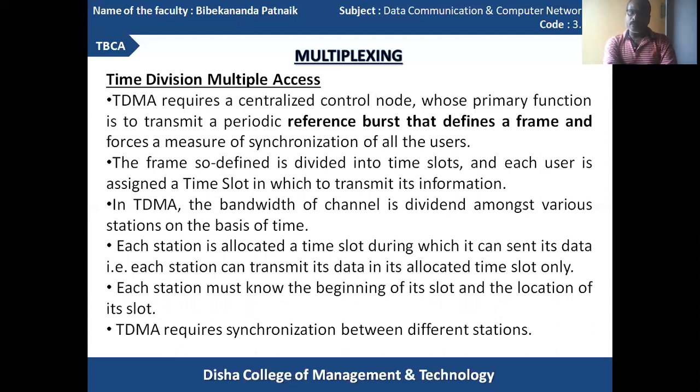So synchronization is the most important term in this multiplexing or multiple access of time division. The term time division says that every individual station has its own time slot through which it can communicate or transmit its information from station to station.